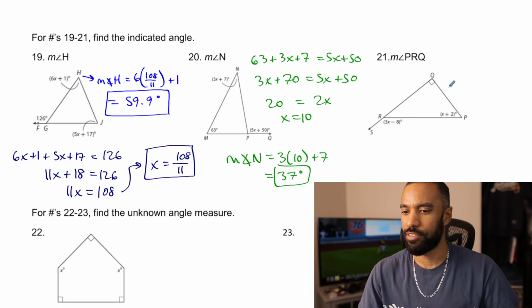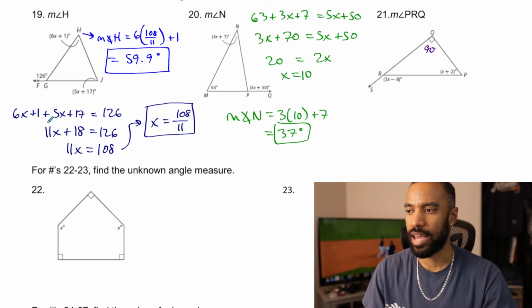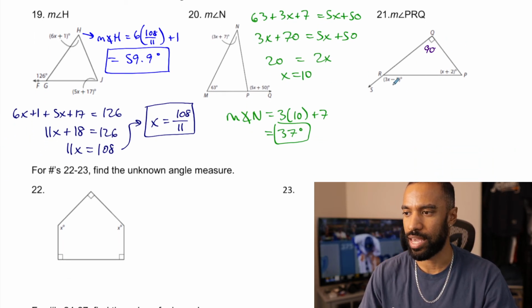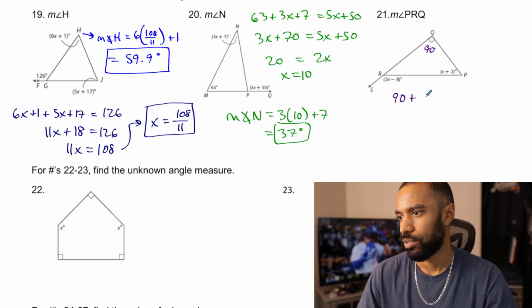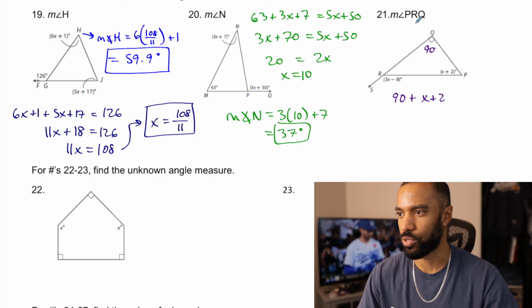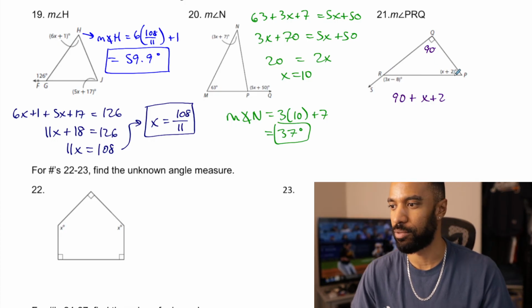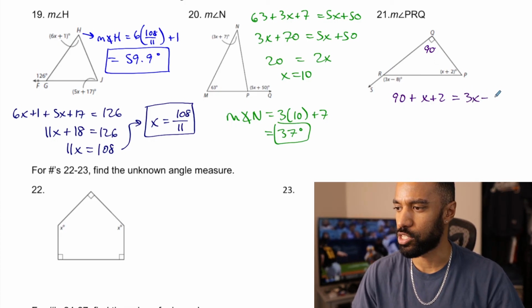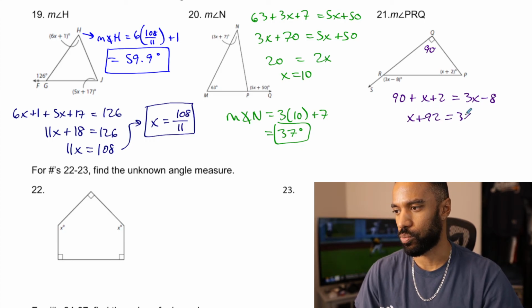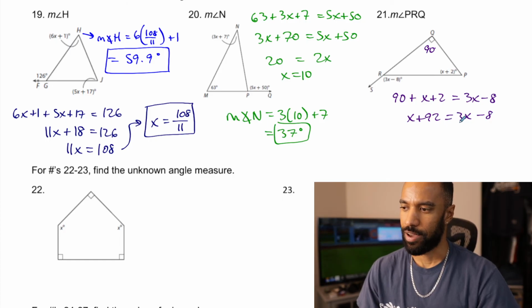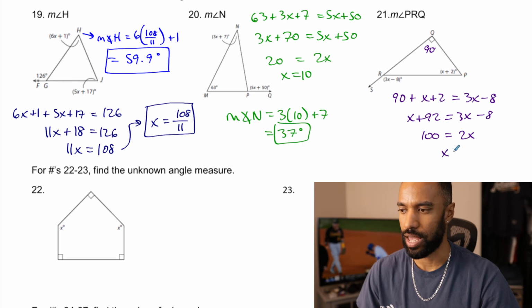And lastly, I have this right angle right here. I'm going to mark it as a 90. That's the value for it. When I add 90 with x plus 2, I get 3x minus 8. Sorry, I was looking at what we got to find later. We got to find PRQ later, so we got to do a little thing for that after. x plus 2 equals 3x minus 8. That's x plus 92 equals 3x minus 8. If I subtract x from both sides, I get 2x. If I add 8, I get 100. So here we'll get x equals 50.